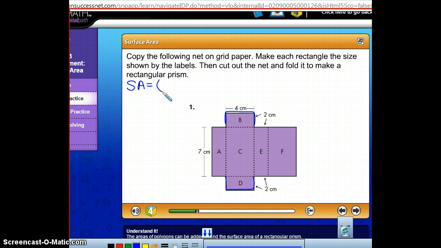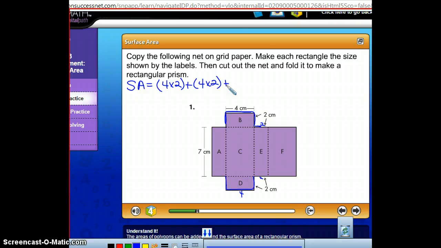what is my length and width here? Alex? 2 and 4. 2 right here. This tells me this is 2, and this little piece tells me that this is 2 and this is 2. So 2 and 4. Even though there's no 4 written right here, I know that B and D are congruent, and that if this is 4, then this is 4. So we're going to take 4 times 2 plus 4 times 2 plus.